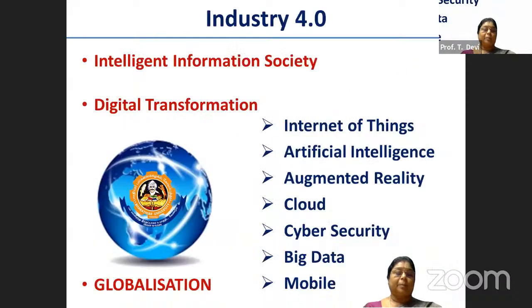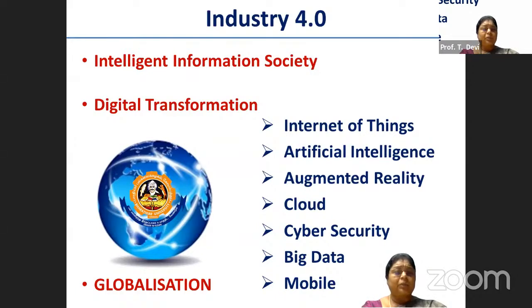Industry 4.0 components. Industry 4.0 tries to develop everything in a smart way. Smart city, smart system, smart factory, smart traffic. So all these things are possible through these components. Which ones? Internet of Things, IoT, artificial intelligence, augmented reality, cloud computing, cybersecurity, big data, mobile computing. These are the various components or tools of Industry 4.0.